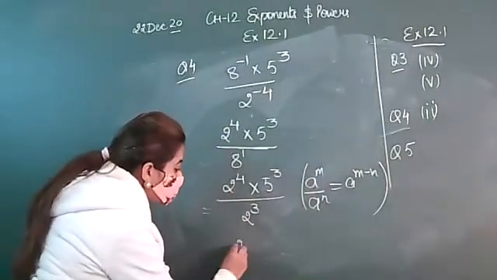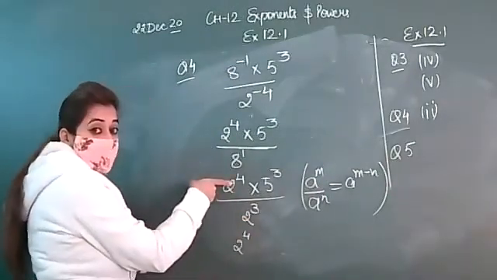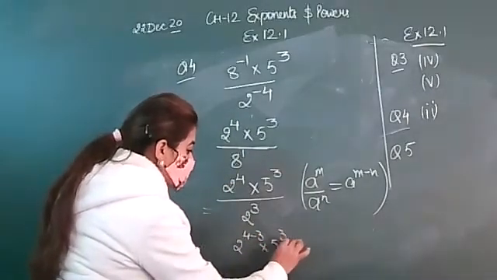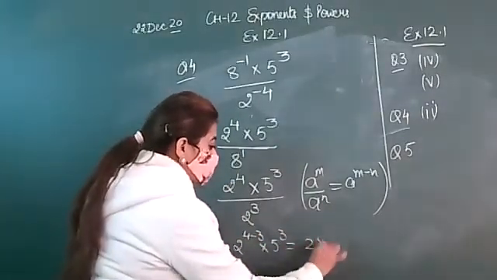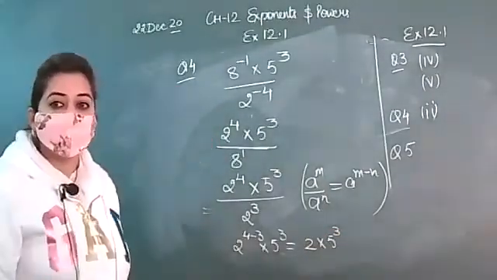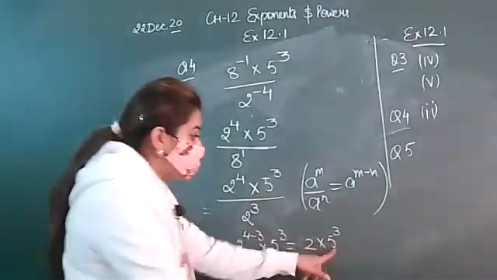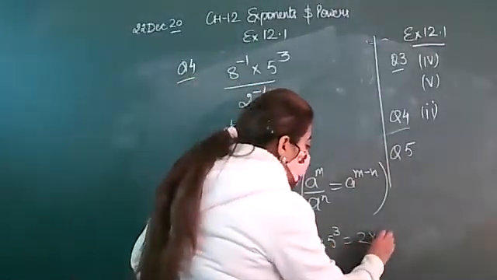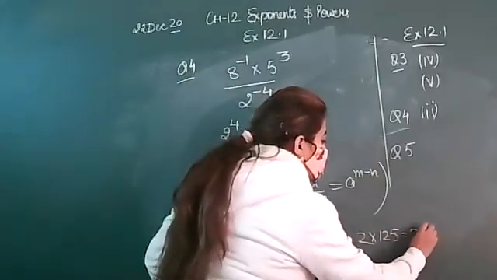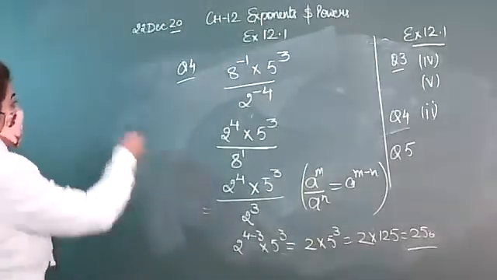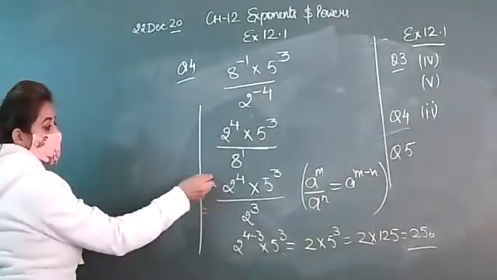So subtract the power. This will go in the numerator. 4 minus 3 and 5 cube will be same. That will give you 2 raised to power 1 into 5 cube. The question is to evaluate. Evaluate means to find the value. Now, if you solve this term, you will get 125. So after multiplication, you will get 250 as your answer. So this is one of the ways.